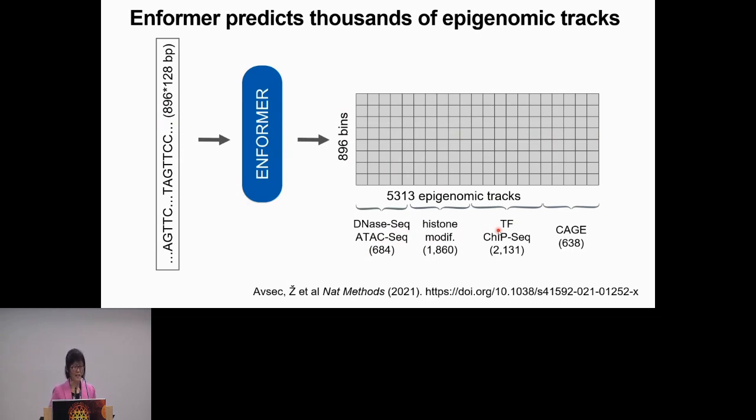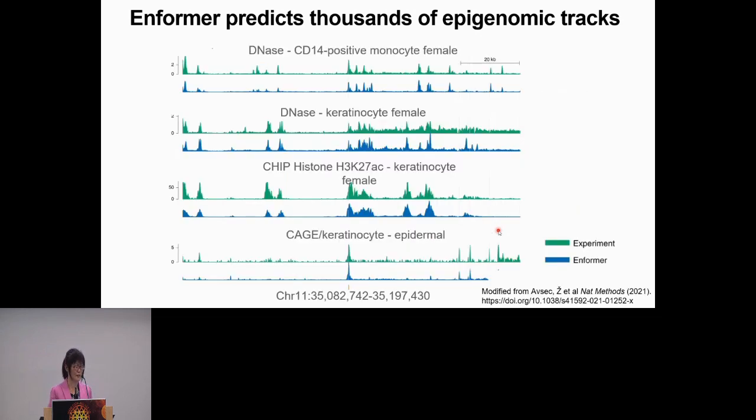So how well does this perform? This is from the paper from Avsec et al. You can see that this is one window, one output, and these are 4 columns in that matrix that I showed you before. In green is the observed value, and in blue you can see the predicted value. So it's pretty impressive, right? These were obviously cherry-picked, but we looked at other regions and they maybe don't look as nice, but they look pretty impressive in my opinion.